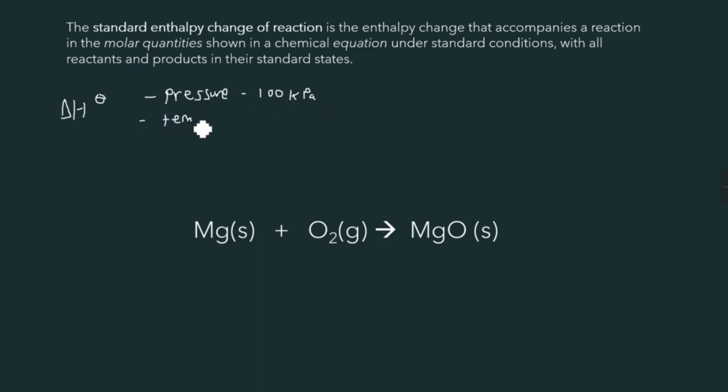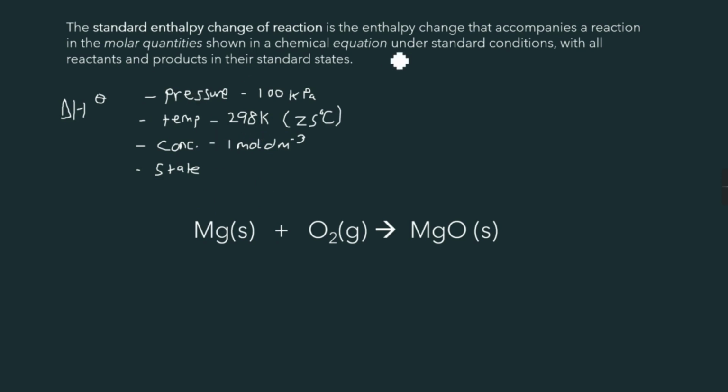Temperature has to be standardized also, and the temperature we use is 298 Kelvin, which in lay terms is 25 degrees Celsius, just minus 273. Standard concentration is 1 mole per decimeter cubed. This is of course only relevant to solutions. And a standard state is the physical state of a substance under these standard conditions, so at 100 kilopascals and 298 kelvins.